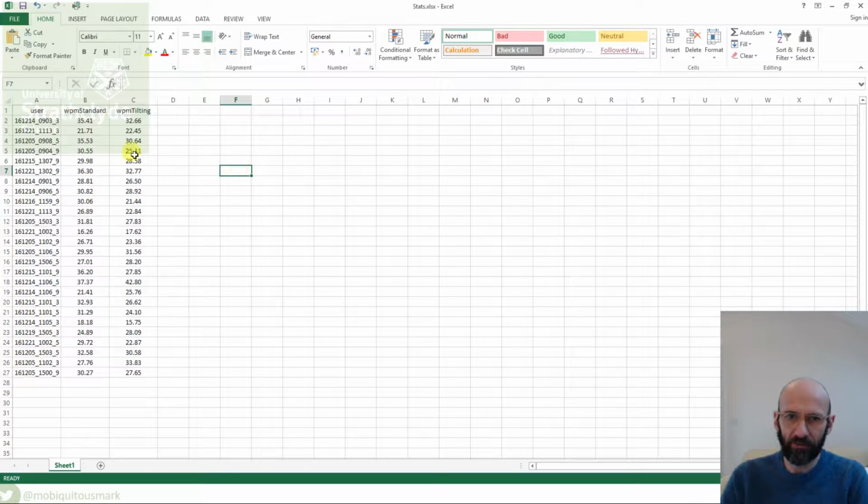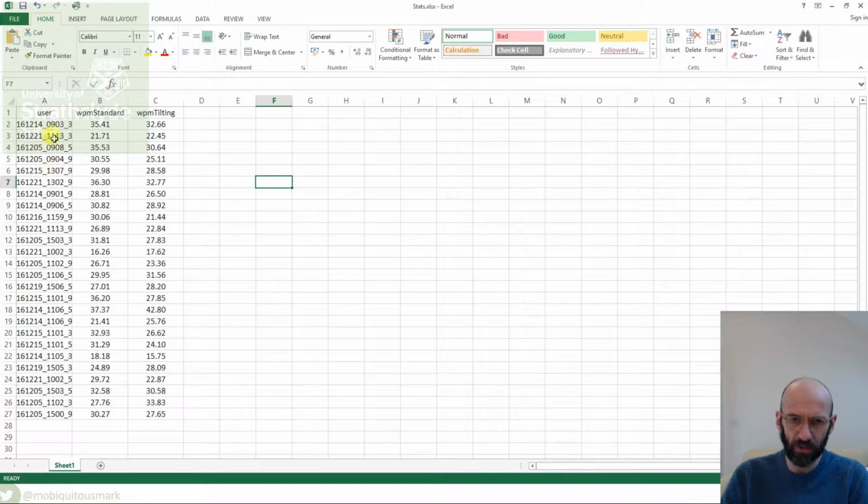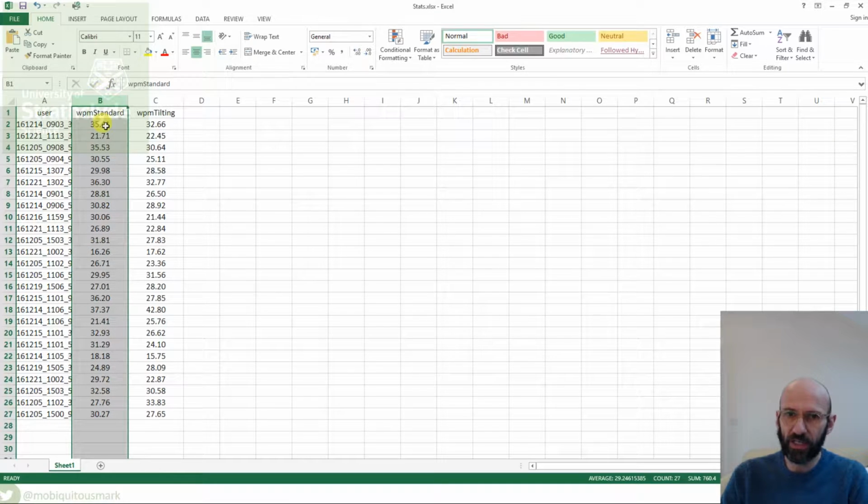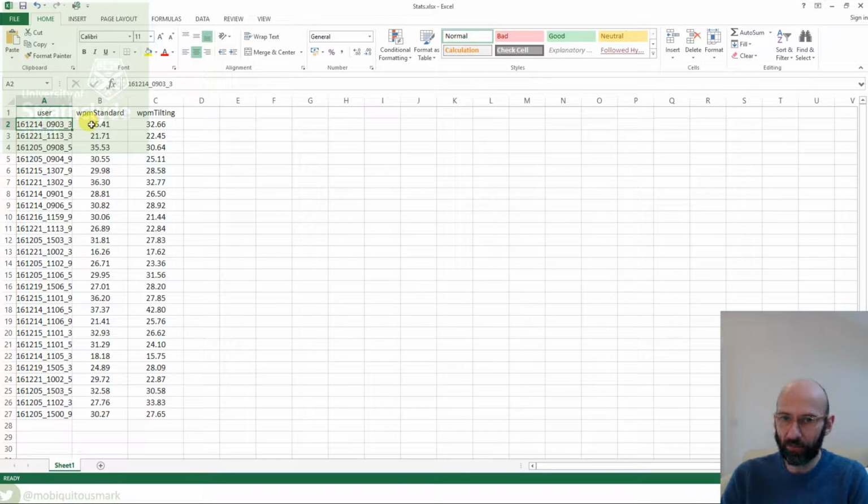Okay, so here we have the results I got from that study. Let's see if I can zoom this out a touch. So this is just in Excel. Output from the log files processed and spewed into Excel. This is the user ID, which is the date stamp and time that they did the study. This column is the time the person took on average, what their average speed was. Sorry, their words per minute, their average speed during the test sessions. Okay, for the standard keyboard and for the tilting keyboard.